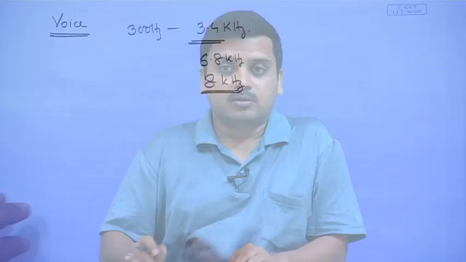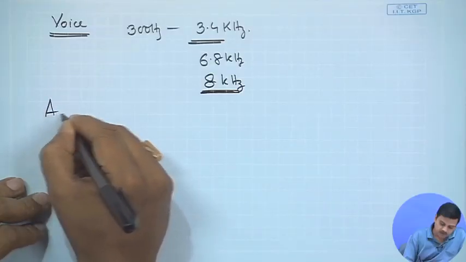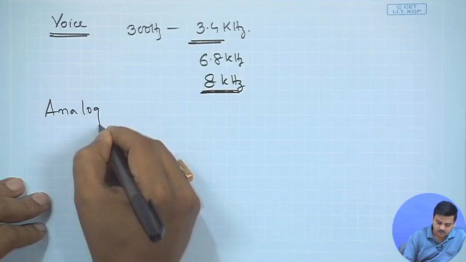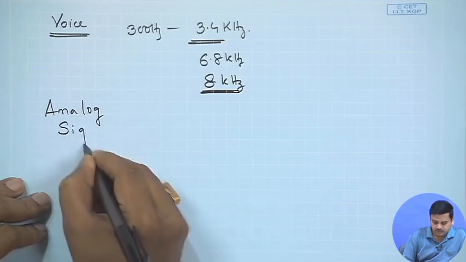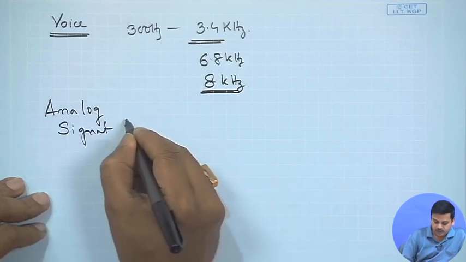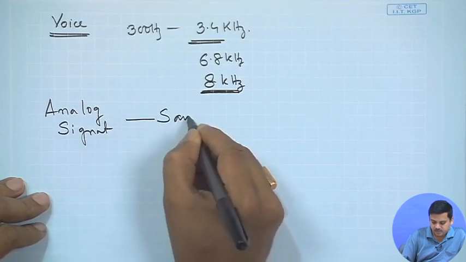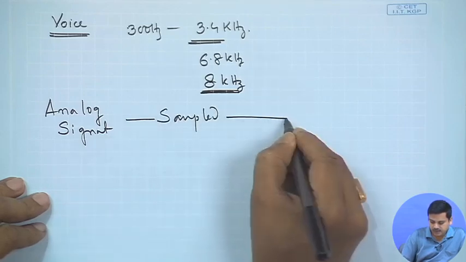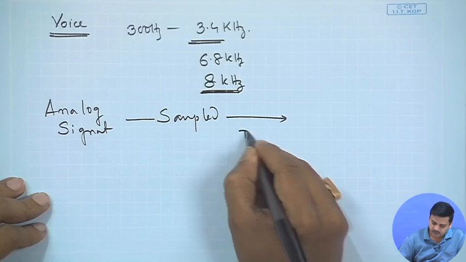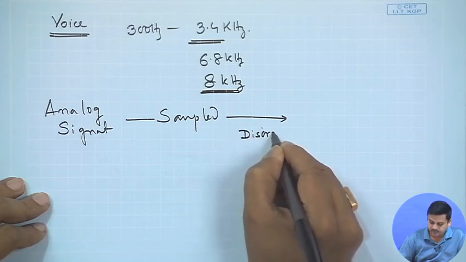Right. So, moving down further, we have sampled the analog signal, and still we have an analog signal, but it is only discrete time.